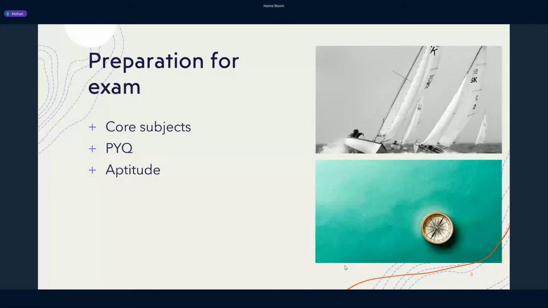They normally ask structures and aero, in aero mainly aero structures, and aero and performance. Basically in the interview they mainly ask about your BTech project, which is so important. Once you clear the exam, just prepare for your BTech project and go.